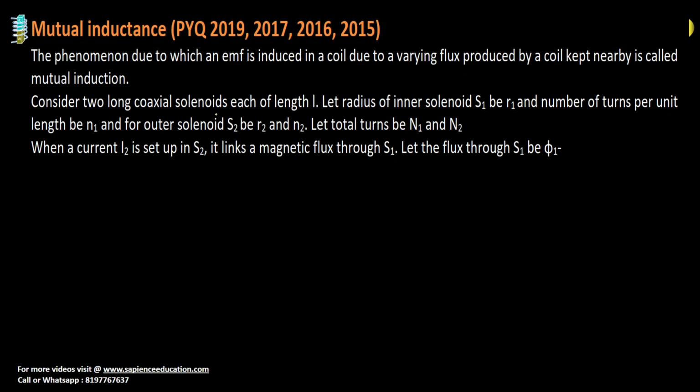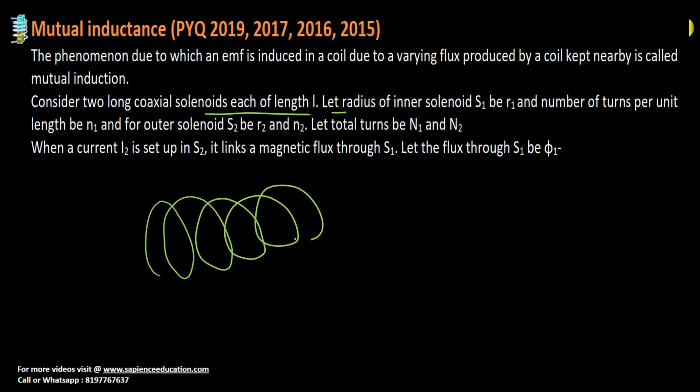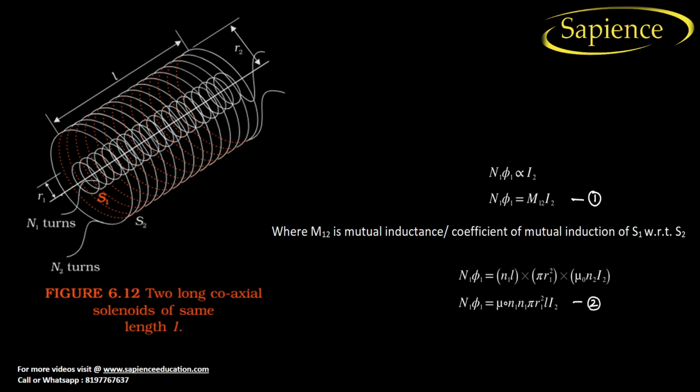consider two long coaxial solenoids, each of length L. So you can consider a coaxial, meaning same axis, coil. I'm just drawing it, so you can see from here, coaxial means same axis coil. So two coils are there, one having a radius R1 and another having a radius R2.